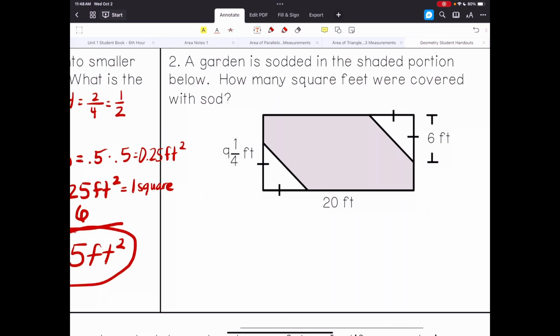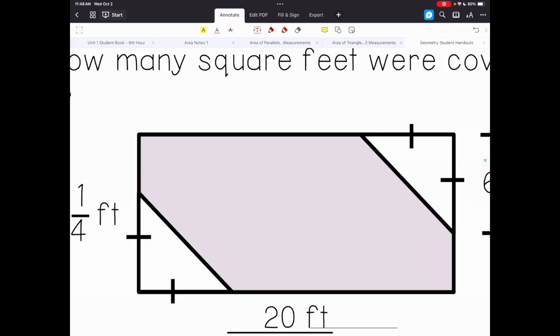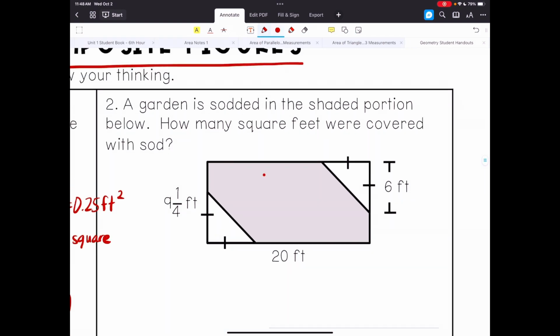Okay, number 2, a garden is sodded in the shaded portion below, which means it just has some grass laid over the top of it to take root. It says how many square feet were covered with sod. So we're looking for this gray area in here.